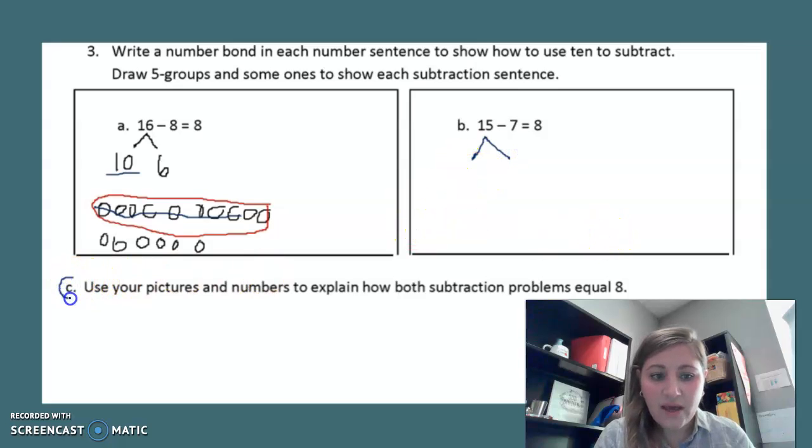Then for C, it wants you to use your pictures and your numbers to explain how both of these subtraction problems equal 8. So the answer for A is 8, and the answer for B is also 8. Down here, I want you to show me using pictures, maybe with the dots that you have left, how they both equal 8.